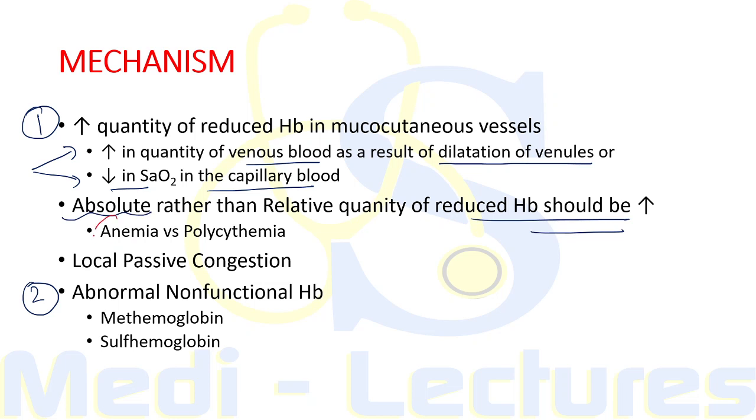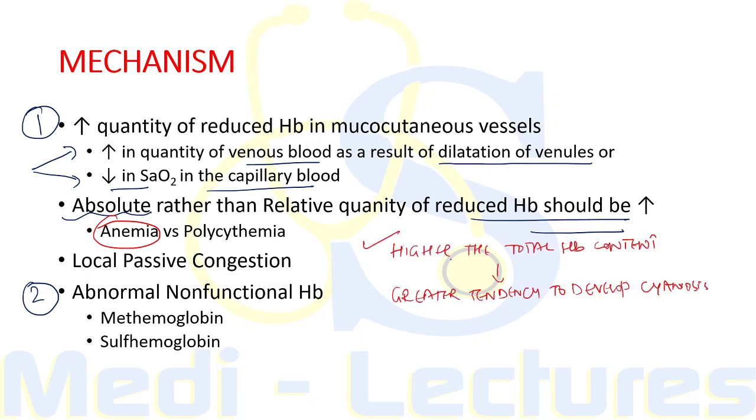For example, when we take a patient of anemia, the relative quantity of reduced hemoglobin in venous blood may be very large since the tissues are extracting limited amount of oxygen from hemoglobin very vigorously. But when we see the total quantity of hemoglobin, this would not be possible since the total hemoglobin in an anemic patient is limited, which cannot be reduced to a higher quantity. So we can say that higher is the total hemoglobin content, greater is the tendency to develop cyanosis. Thus, a patient with polycythemia tends to be cyanotic at a higher level of arterial oxygen saturation.